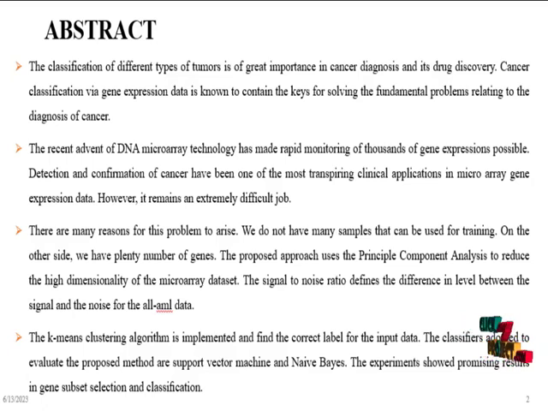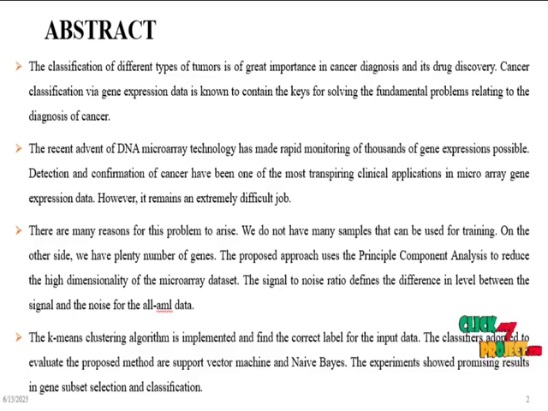However, it remains an extremely difficult job. There are many reasons for this problem to arise. We do not have many samples that can be used for training. On the other side, we have plenty of genes.